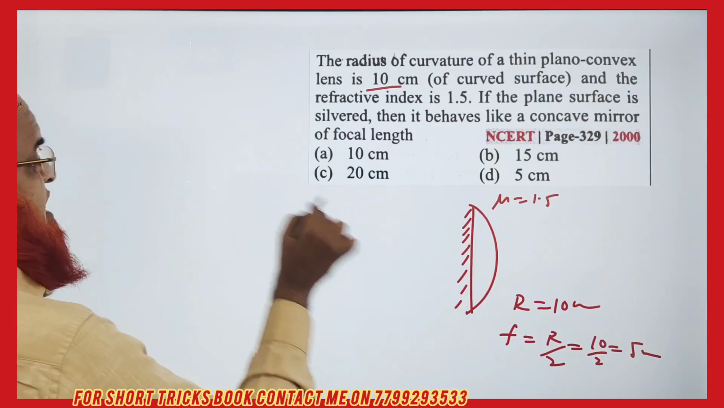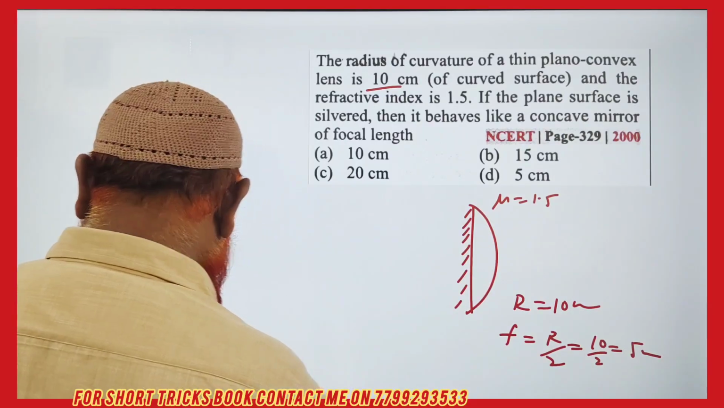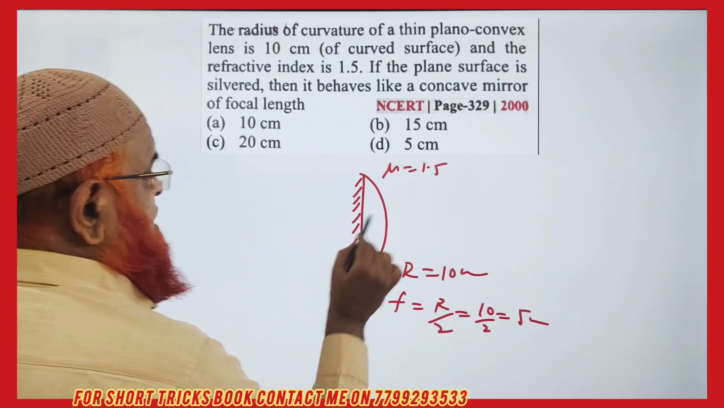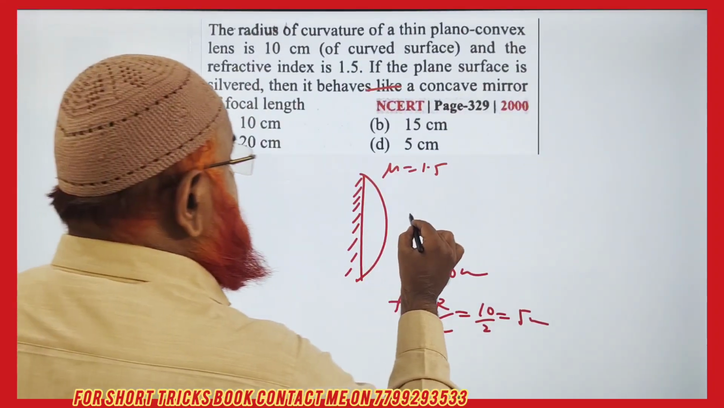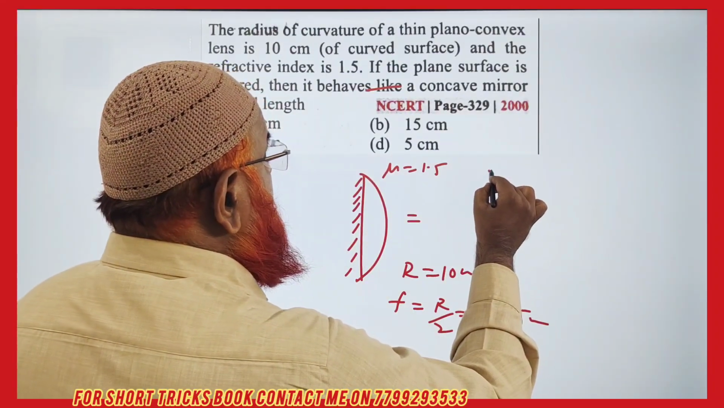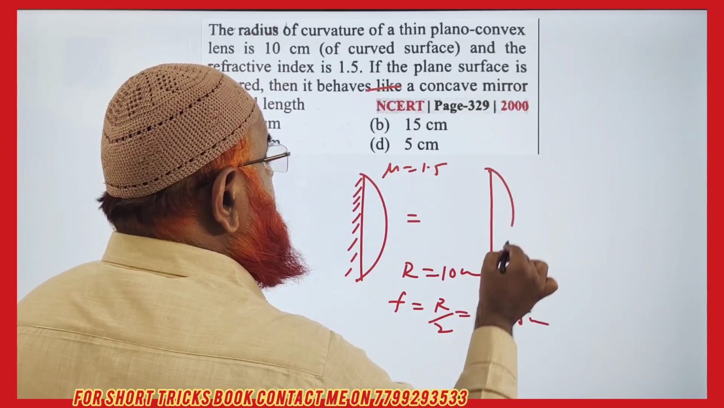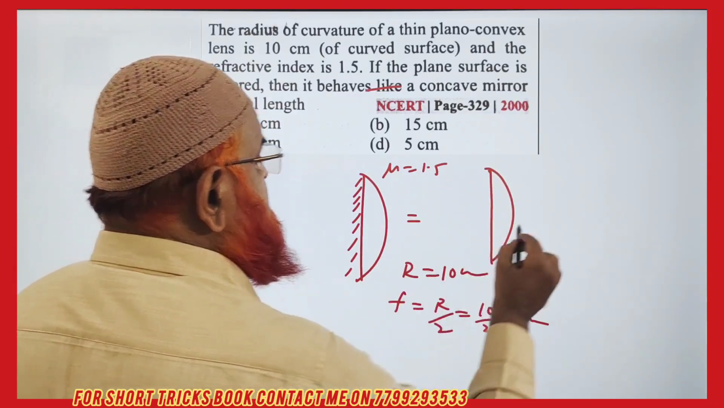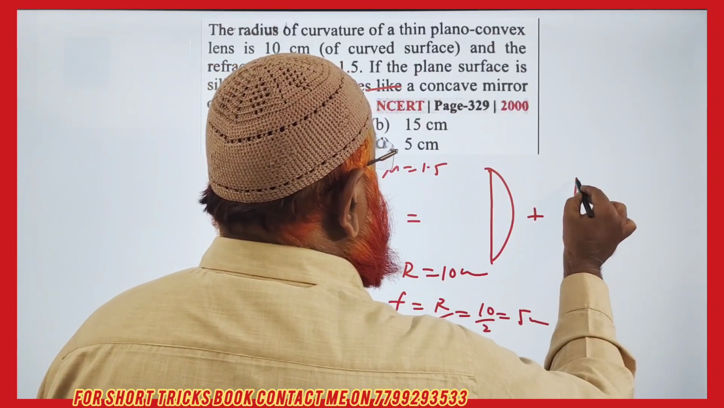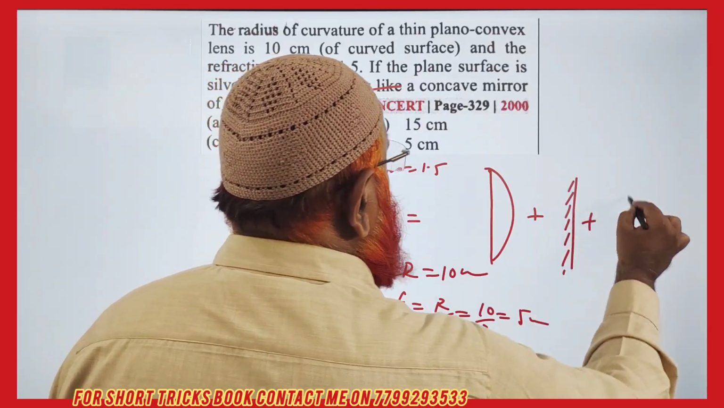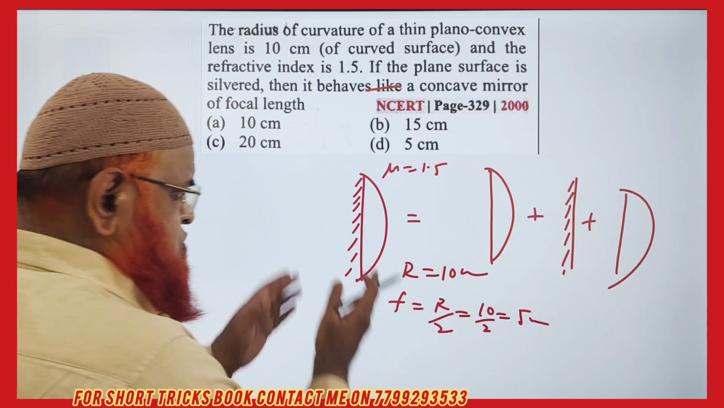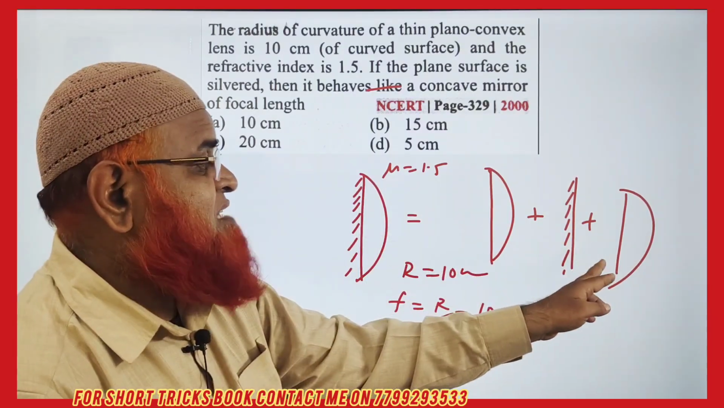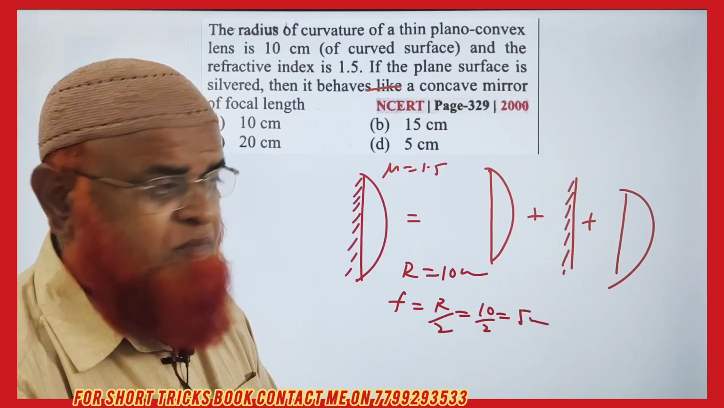Now, whenever you get this type of lens, what you have to do, you know? This is equal to one plano-convex lens, plus one plane mirror, plus one more plano-convex lens. So one plano-convex lens silvered is equal to two plano-convex lenses and one plane mirror. Why is it so?